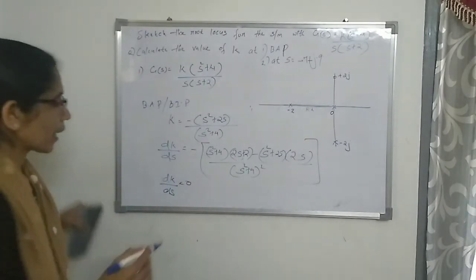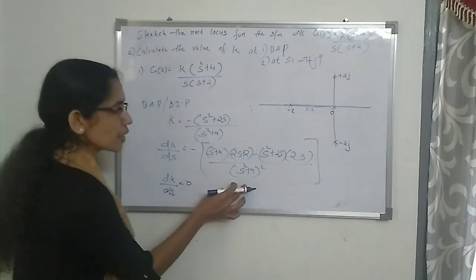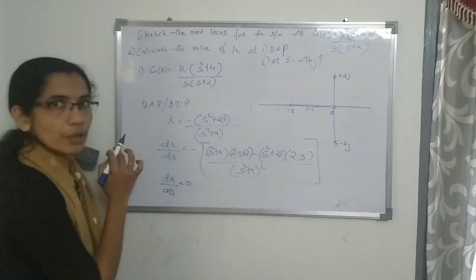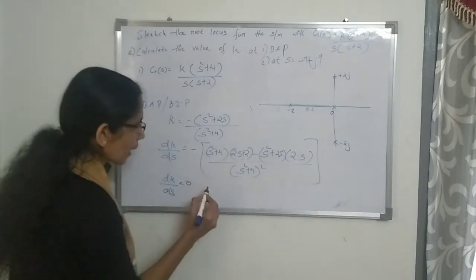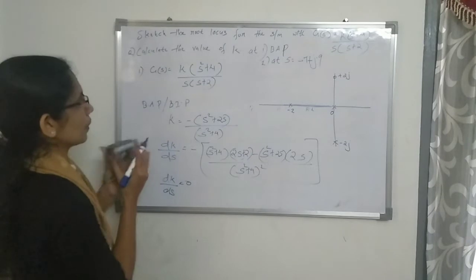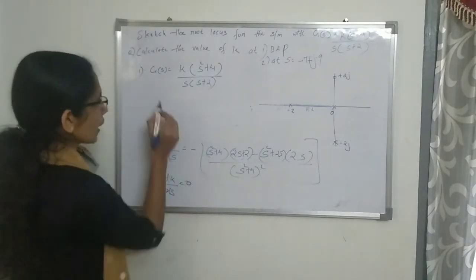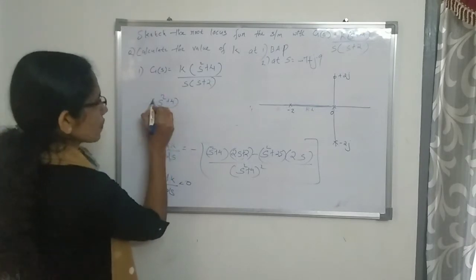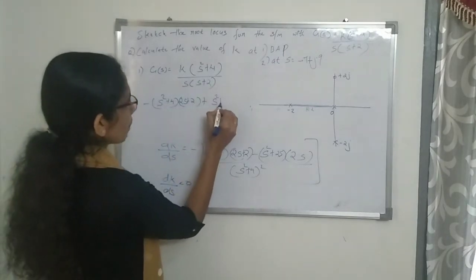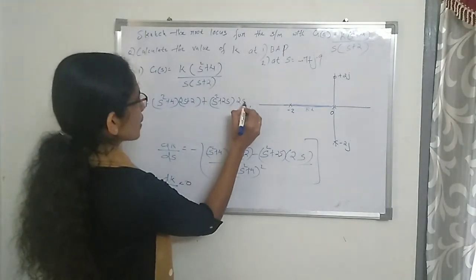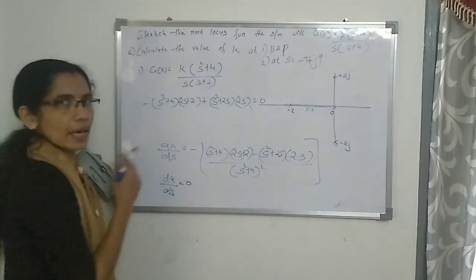For finding the breakaway point, we need dK/ds equal to 0. dK/ds is equal to 0 when the numerator is equal to 0. Taking the minus inside, the equation becomes (s^2 + 4)(2s + 2) - (s^2 + 2s)(2s) = 0.